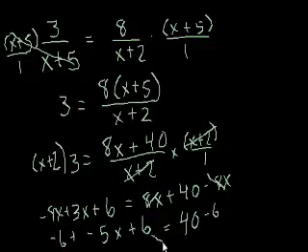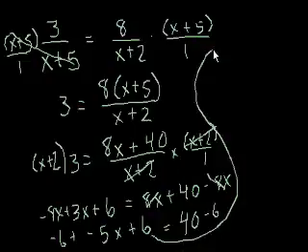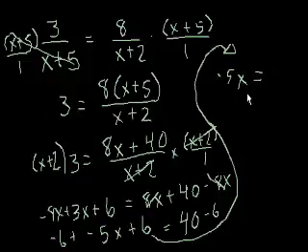And now I'm going to hope I don't lose you guys by trying to go up here. But if we subtract 6 from both sides, on the left-hand side, we're just left with minus 5x equals, and on the right-hand side, we have 34. Now it's a level 1 problem.